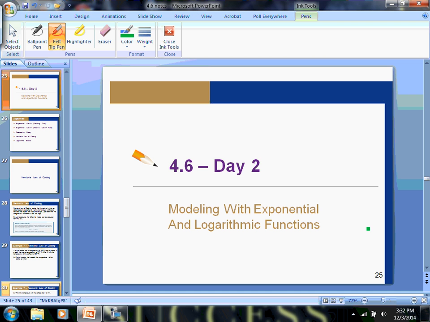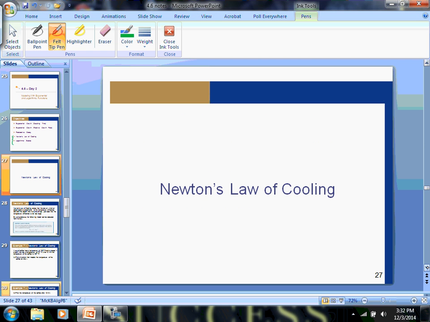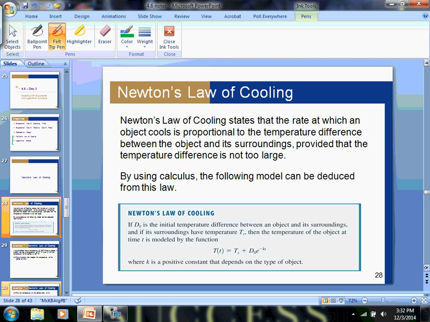These are the notes for section 4.6, day 2, entitled Modeling with Exponential and Logarithmic Functions. Today we're just going to talk about Newton's law of cooling and logarithmic scales. These are two more applications of exponential and logarithmic equations.